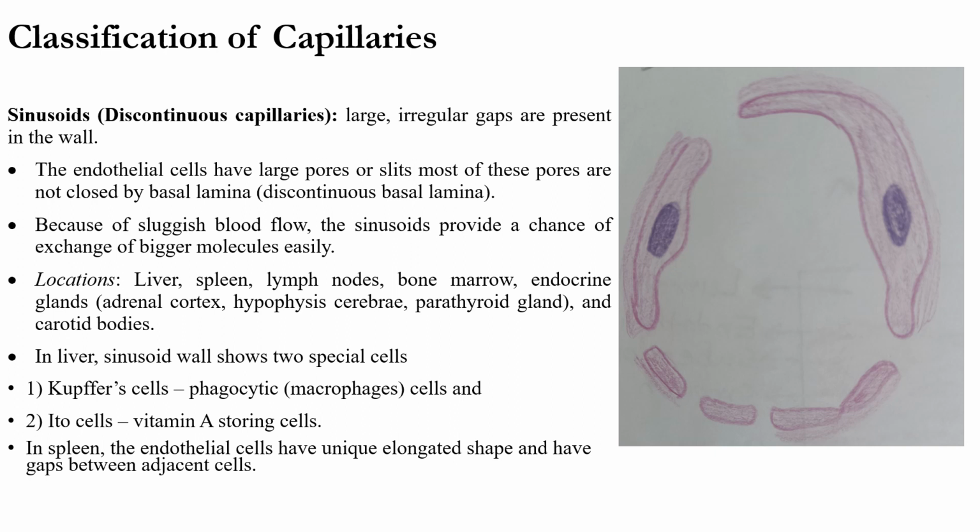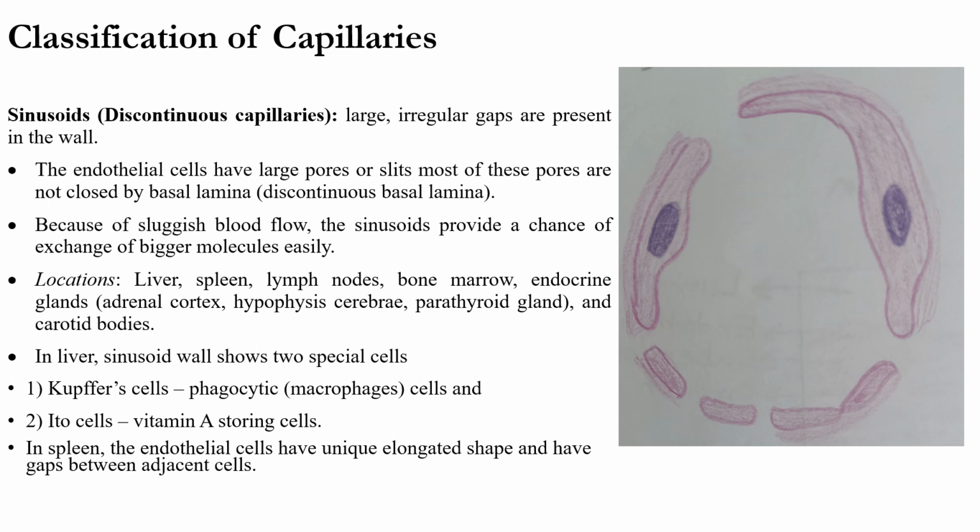The gaps, or the large pores or slits, are present in between the endothelial cells, and the basal lamella is also not continuous. And as the blood flow is sluggish, exchange of any molecule is easy. And these discontinuous capillaries are located in the liver, spleen, lymph node. They are present in the bone marrow and in the carotid bodies.